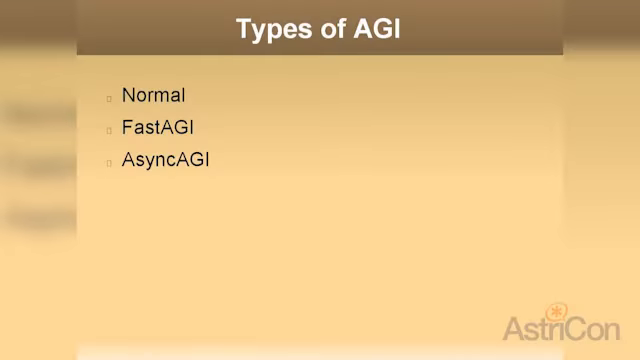The first section, AGI, is also forked in 3 other sections. You have the normal AGI, you have the FastAGI, and the Async AGI. I'm going to cover all those 3, but particularly the normal AGI because it's mainly used.